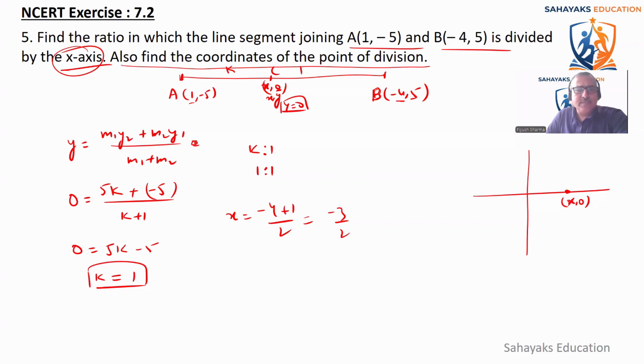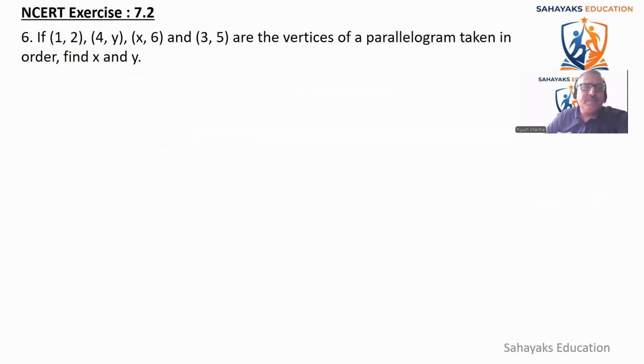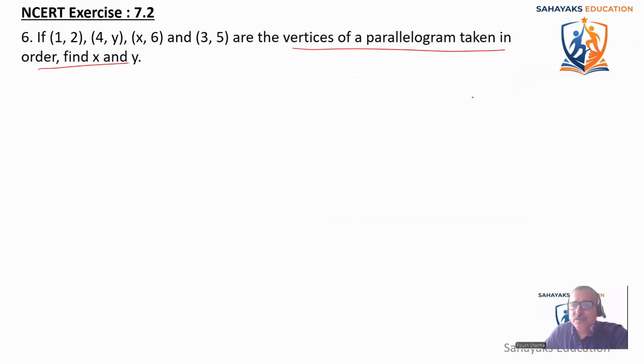So coming to the next question. If these 4 coordinates are the vertices of a parallelogram taken in order, find the value of x. So any time we get this kind of question, we should draw that thing in rough to find out how exactly we can do it. Okay, this point is A, 1, 2. This is B, 4, y. This is C, x, 6, and this is D, 3, 5.